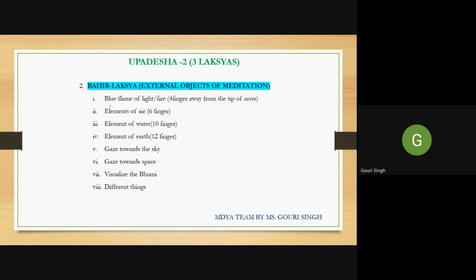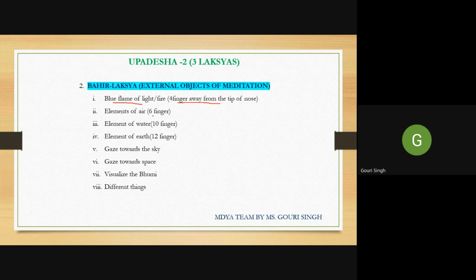What are the external objects? First, a blue flame of light or fire, 4 fingers away from the tip of the nose. That is the measurement given. You have to visualize a blue flame of light or fire in front of you, 4 fingers away from the tip of your nose. On that fire you need to do the meditation. That is your Bahilaksha, because it is an external object.